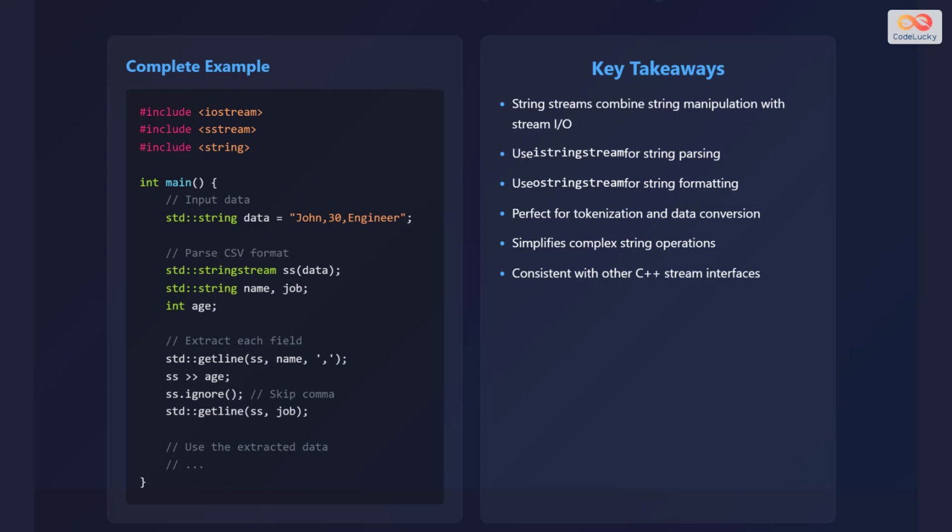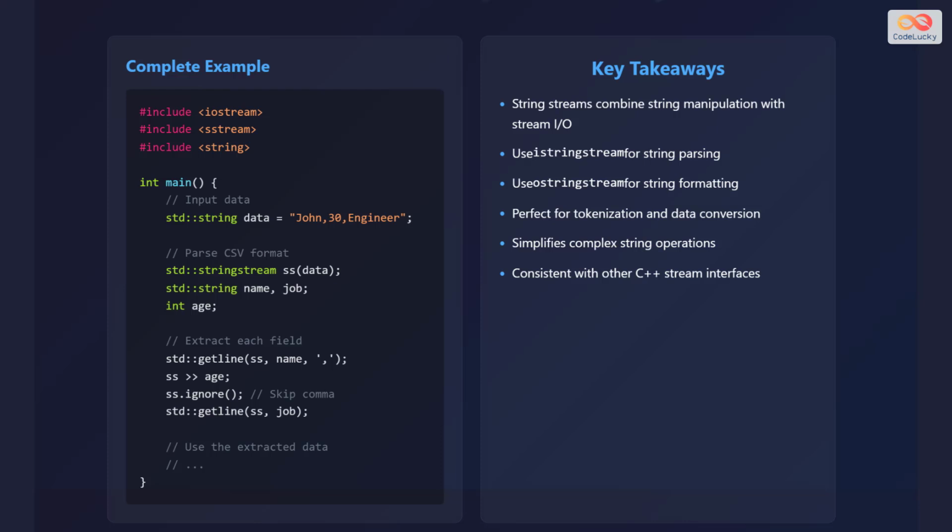We declare string variables name and job, and an integer variable age. We use the getline function to extract the name from the string stream, splitting at the comma delimiter. We then extract the age using the extraction operator. We use ss.ignore to skip the comma after the age. Finally, we extract the job using getline.